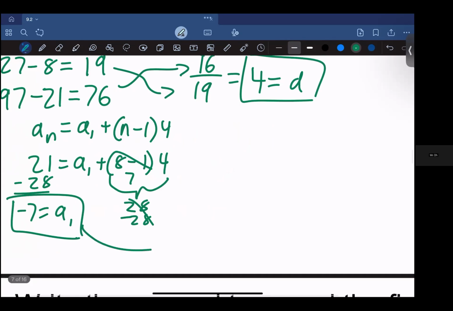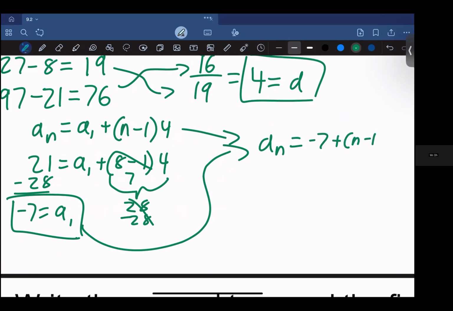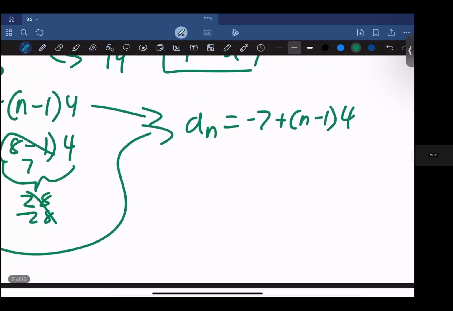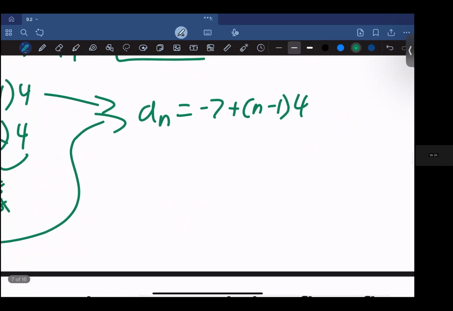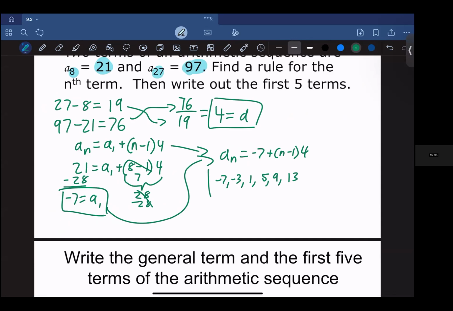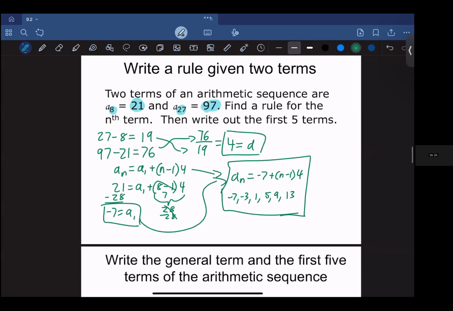Okay, so lastly, we can plug that into our final equation: a sub n equals negative 7 plus n minus 1 times 4. All right. The last part of the question asks us to write out the first 5 terms. Obviously, we know the first term is negative 7, and the common difference is just 4. So negative 3, 1, 5, 9, 13. Oh, wait, oops, we did an extra one. Yes, those are the first 6. Cool. That is the final answer for that.